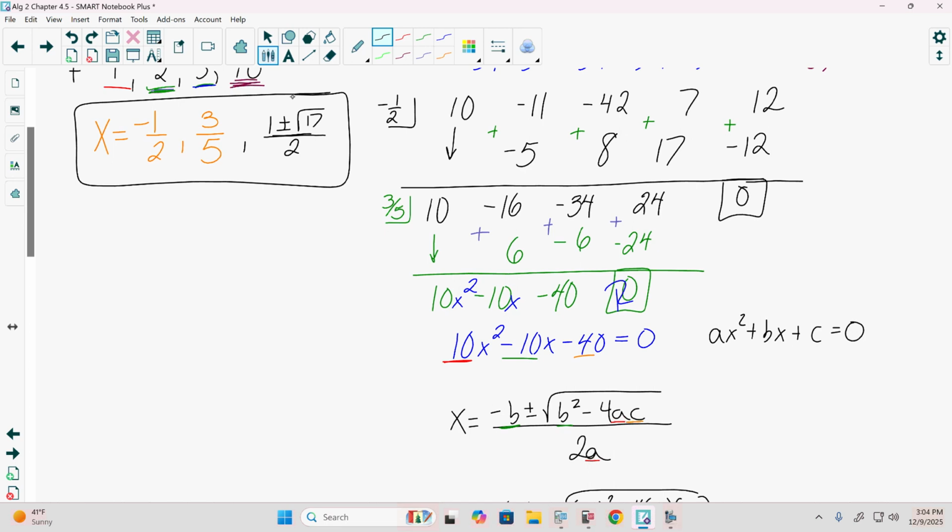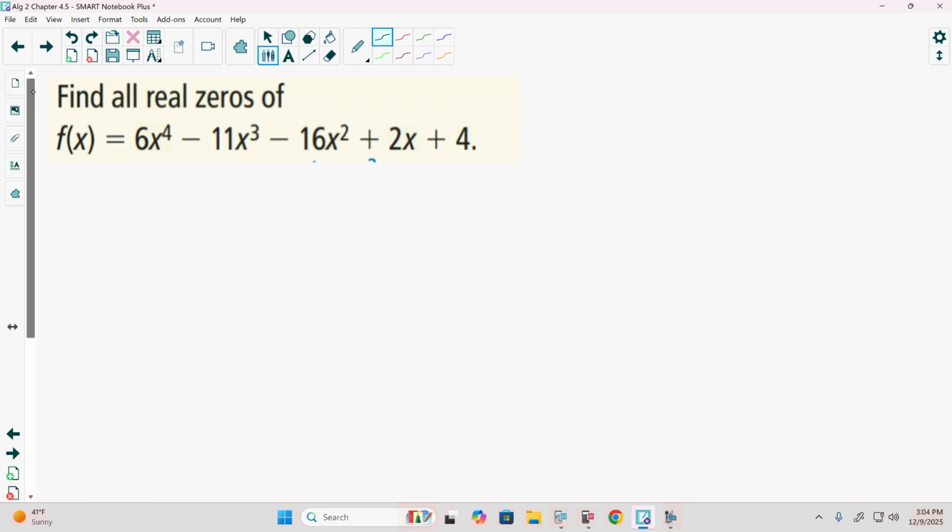Now, it might be possible for us to get this next problem in, but I'm going to save it for tomorrow. I don't want to rush and try to drag y'all through this.